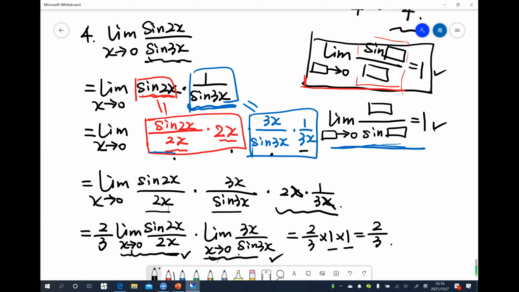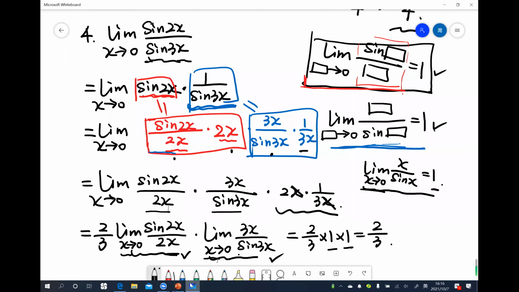Laoshi, with the last line, the limit of 3x over sine 3x, is it the same as maybe sine 3x over 3x? Here we first use the formula from the first exercise, the limit of x over sine x as x approaches 0 equals 1, right? Yes, Laoshi. The first question, the first exercise, gives the limit 1.